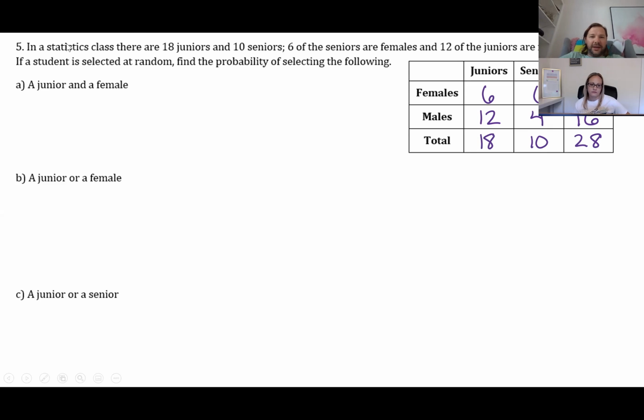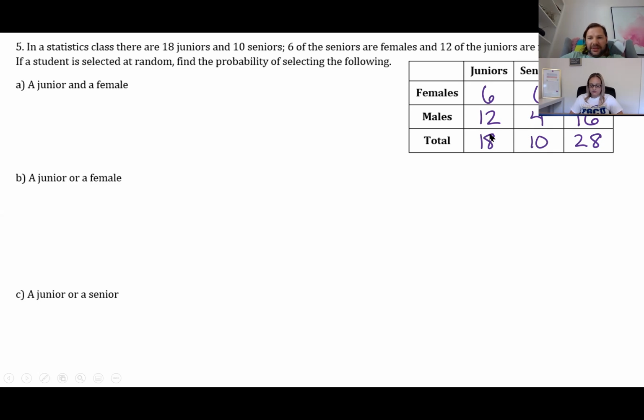So this is where you want to make a table, and unfortunately I clicked too far and it filled in the table already, but we had 18 juniors and 10 seniors. 6 of the seniors are females, so that's where we got the 6 here. 12 of the juniors are males, so we put a 12 there, and then we had to do the math to get 6 junior females and 4 senior males.